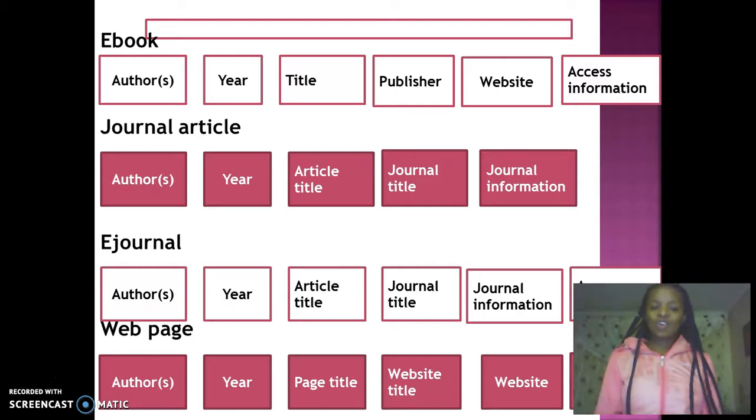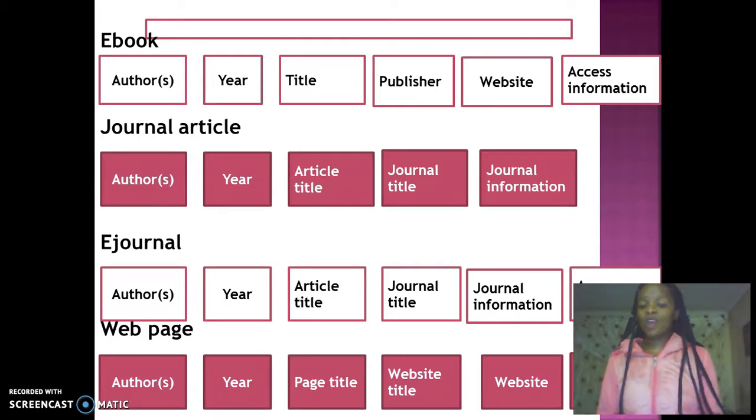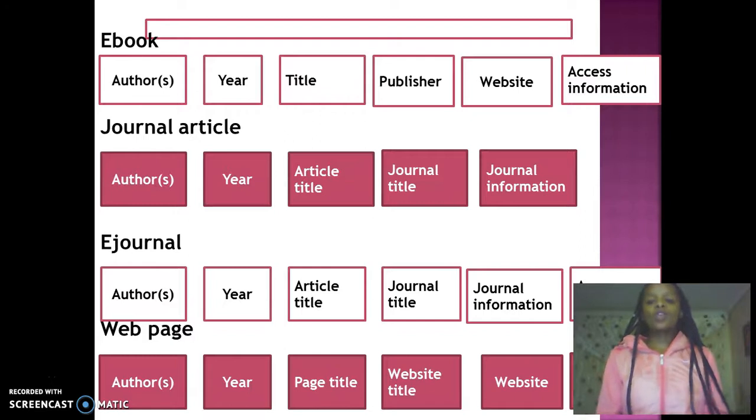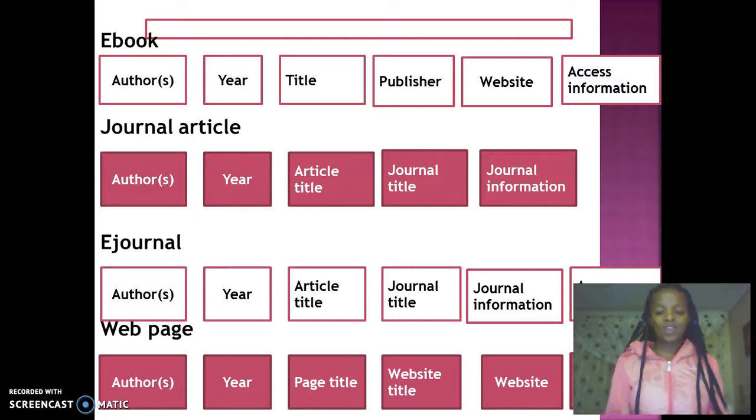An e-journal is an electronic journal. So you also include the author, the year, the article title, the journal title, the journal information, and the access information, as well as the website. You actually include the website before the access information, because this is electronic and it's from the website. You need to give credit where it's due, giving proper direction in your reference list that I used this and I got it from the internet.